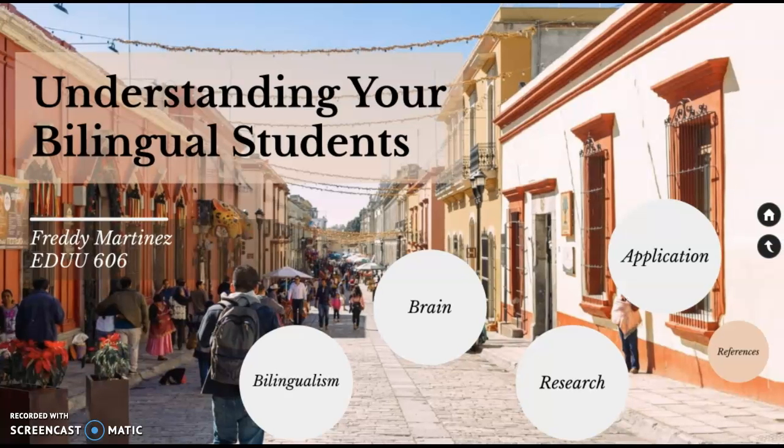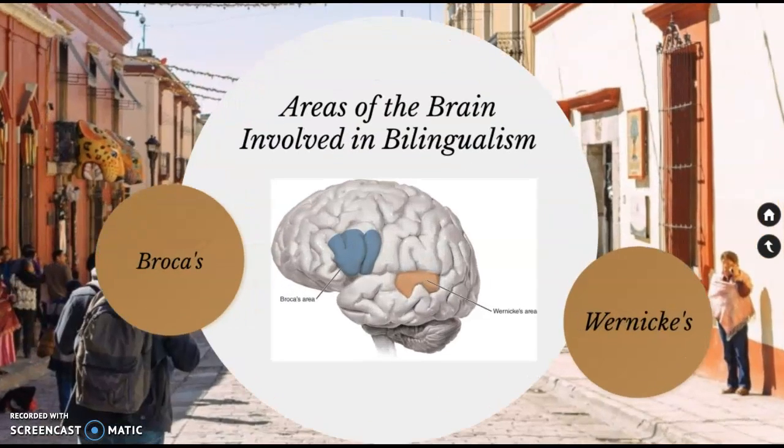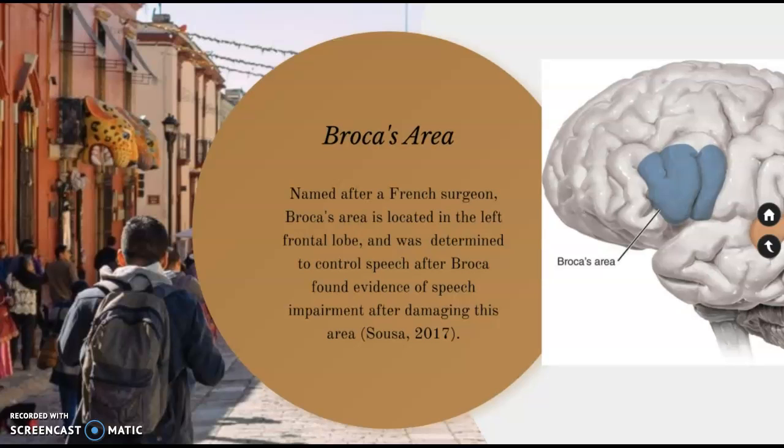So the next portion we'll be talking about is the brain. There are two major areas of the brain involved in bilingualism. The first is the Broca's area. This area is named after a French surgeon who found evidence of speech impairment after damaging this area in the left frontal lobe. So he determined that this area controls speech.